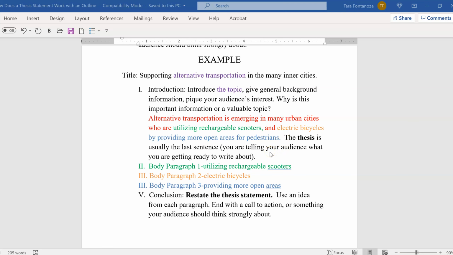You're getting ready to tell me, when you're writing that paper and you finish that first paragraph, who your audience is and what you're getting ready to write about. And I said in green, utilizing rechargeable scooters, electric bicycles, and then we said open areas for pedestrians. So pedestrians are people. They usually are walking. They could be riding. They could be skating. They could be doing anything, jogging.